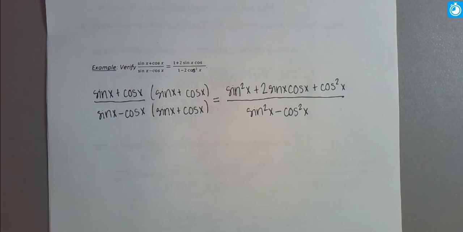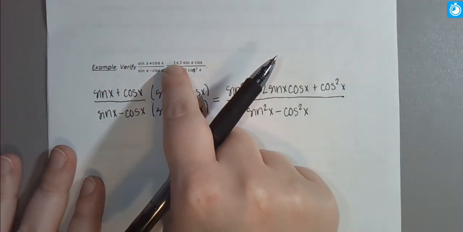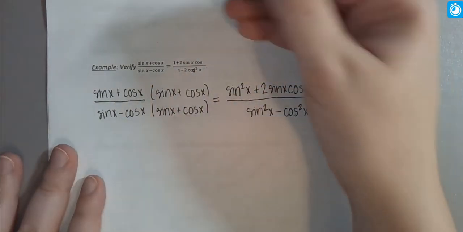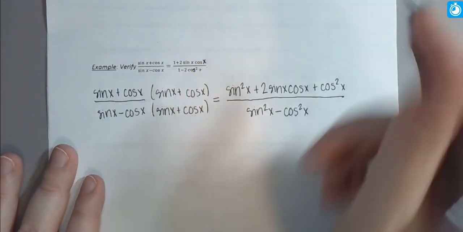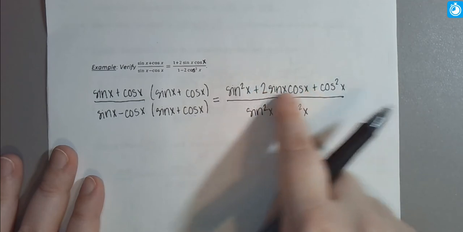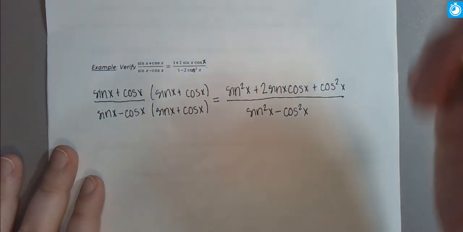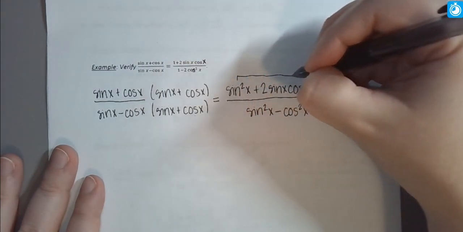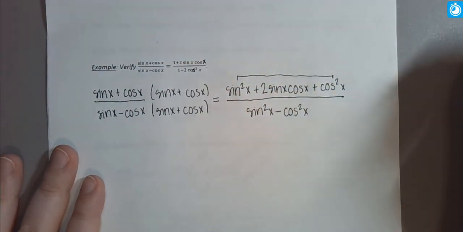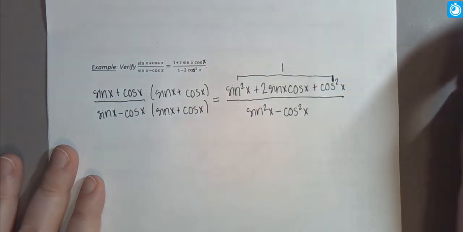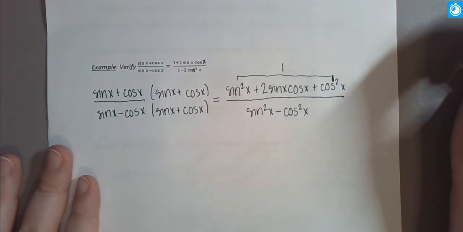Okay, let's focus on the numerator for a moment. Where do I want to be? I want to have 1 plus 2 sine x cosine x. I have 2 sine x cosine x, I've already got that part. I don't have the 1. But notice I've got a sine squared plus a cosine squared. We know those add together to give us 1.